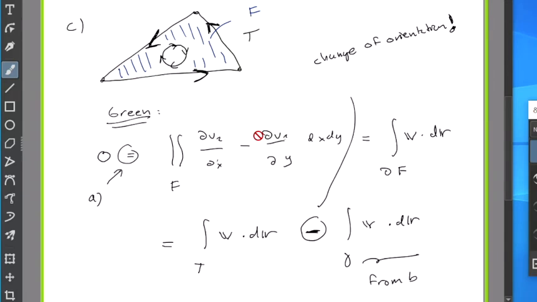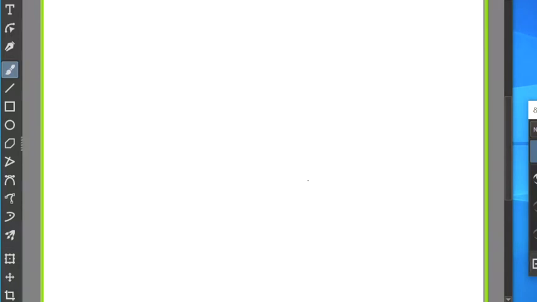Anyhow, we know that this thing is 2 pi, so the thing that we look for, minus 2 pi, is equal to 0, means that the sought for integral is equal to the thing we calculated in B, and that's 2 pi.